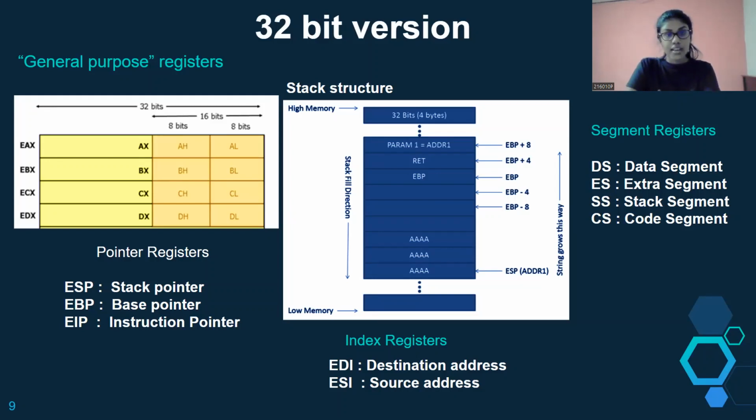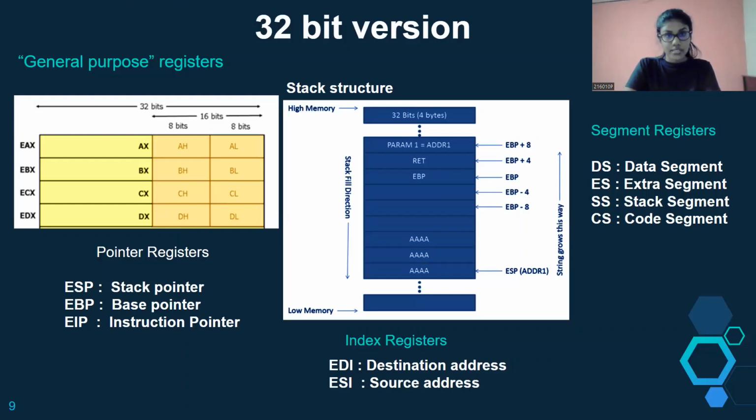SI and DI are the source and destination index related to loops and arrays. They work in conjunction with DS and ES, which are the segment registers. Onto the segment registers: DS, ES, SS, and CS.